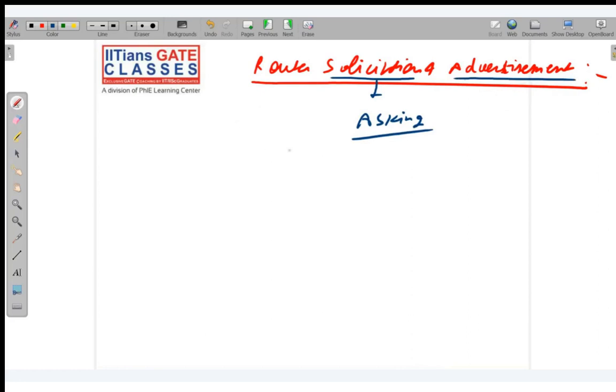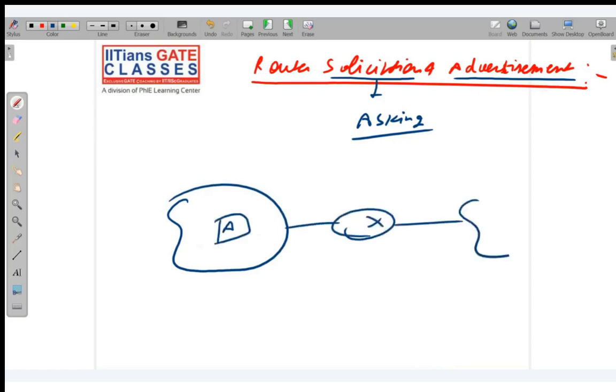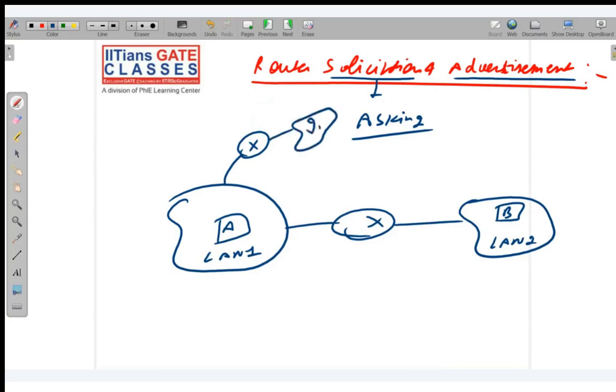That is advertisement. Okay, so now let us imagine we have a LAN, and here we have a computer A. Okay, and a router is connecting this with LAN number 2. This is LAN 1 and this is LAN 2, and here we have a computer B. Okay, and this is the default router which is connecting to the internet. This router is connecting this LAN with the internet. So this is the default router.